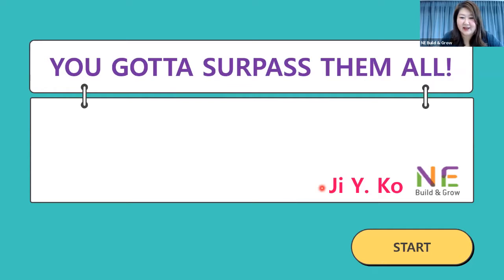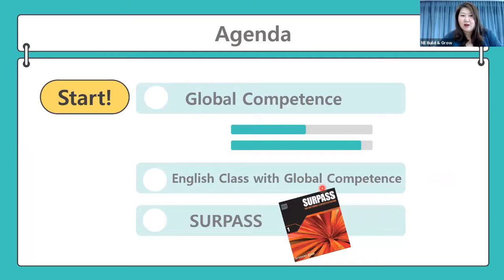So let's get started. Today I'm going to talk first about the theory side of it, because whenever we develop a series, we study hard. All the editors and marketers get together and we discuss a lot about what kind of theory we're going to have as a foundation. That theory is global competence. So we're going to discuss that a bit. After that, we're going to discuss how we are going to apply this global competence in your English class via Surface. So I hope you're ready for this.